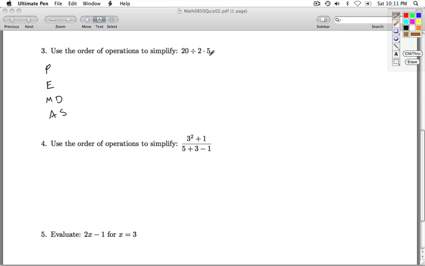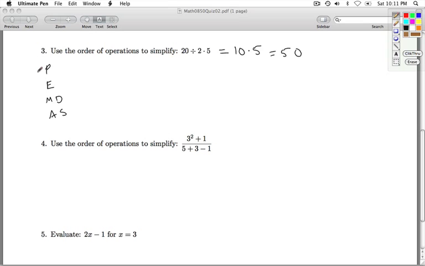So what I have here is division and multiplication, and so I proceed from left to right. 20 divided by 2 is 10. The 10 times a 5 then is 50. Number 4, very similar problem. We're asked to use the order of operations to simplify this.